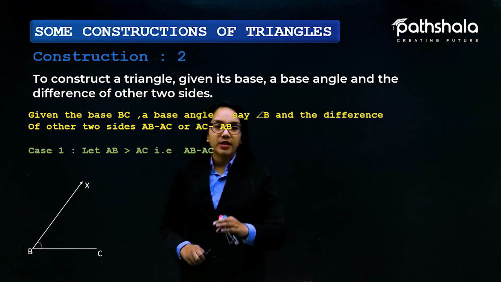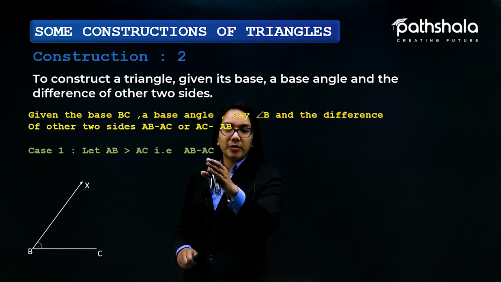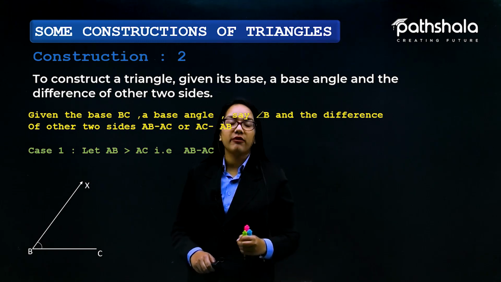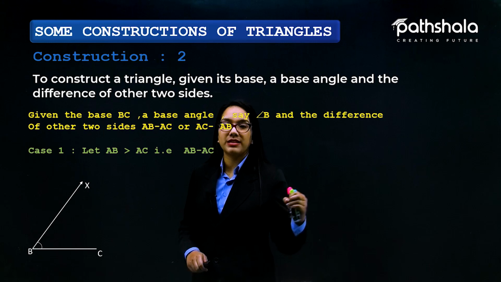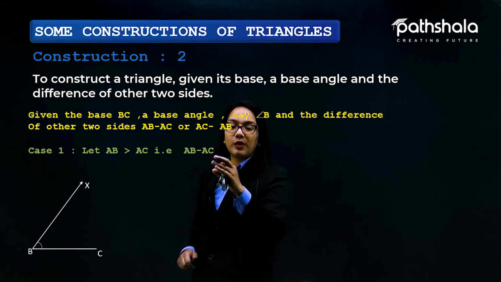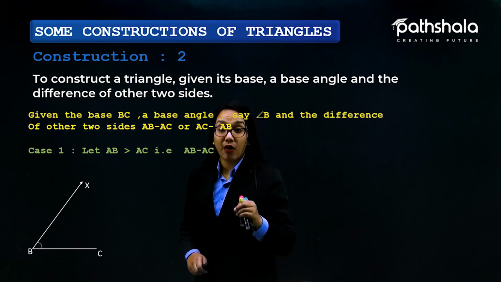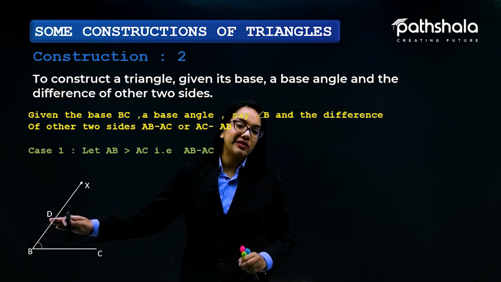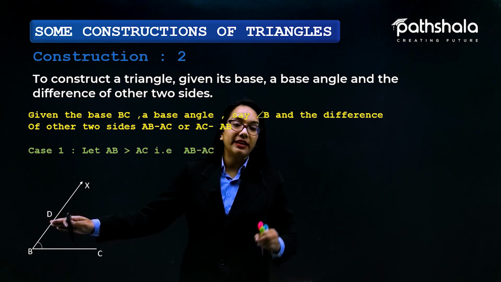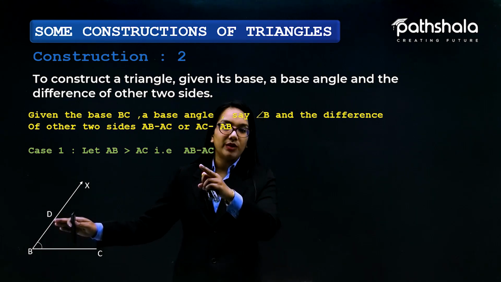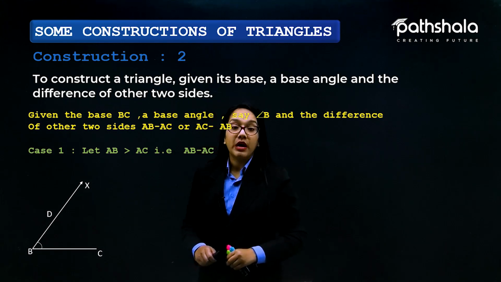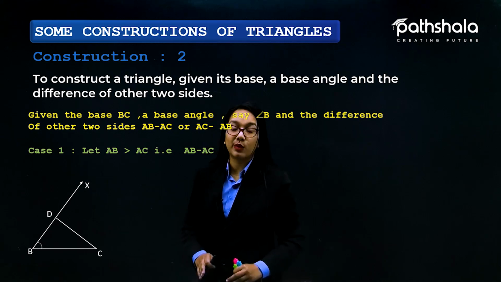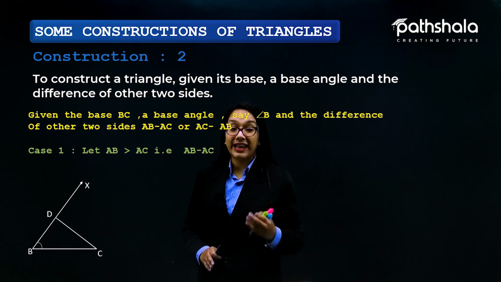Further, as we know, the difference which is given to us is AB minus AC. So I measure AB minus AC, and using this measure, I make an arc on BX, which is this point D. So this point D represents that BD is equal to AB minus AC. Now let us join the points D and C. We want to construct the triangle ABC.